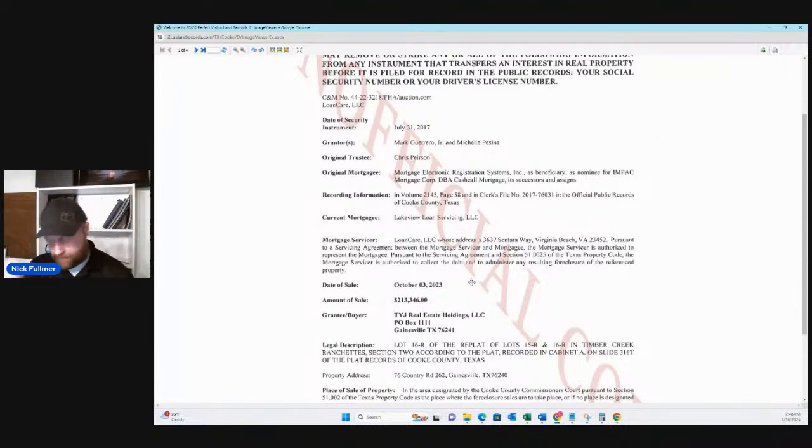So for any of you that have wondered, how can I find out what a property sold for? Here you go. Pull up the deed from the tax sale. Pull up the deed from the foreclosure sale. That's how you figure it out.